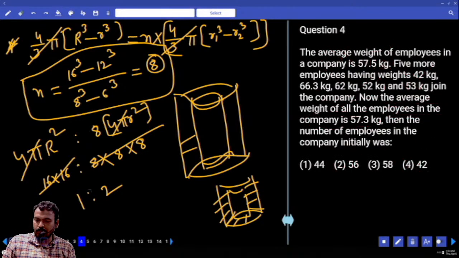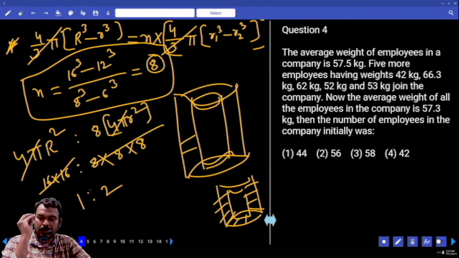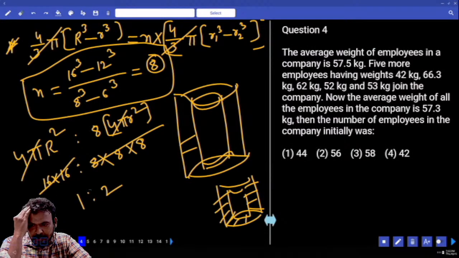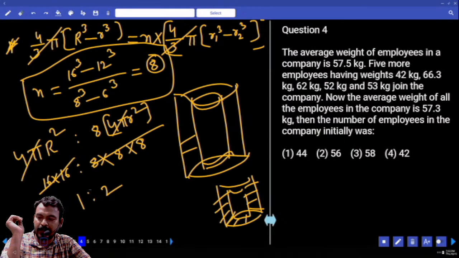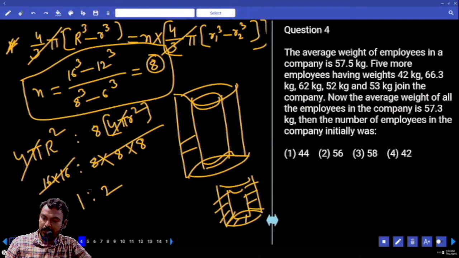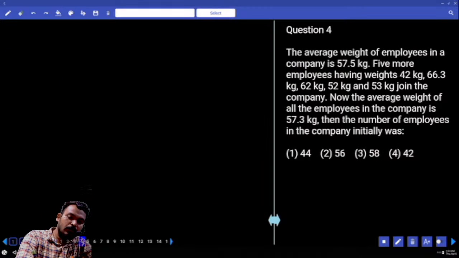Next, question number 4. The average weight of employees in a company is 57.5 kgs. 5 more employees having weights 42 kgs, 66.3 kgs, 62 kgs, 52 kgs and 53 kgs join the company. Now the average weight of all the employees in the company is 57.3 kgs. Then how many employees were there initially in the company?